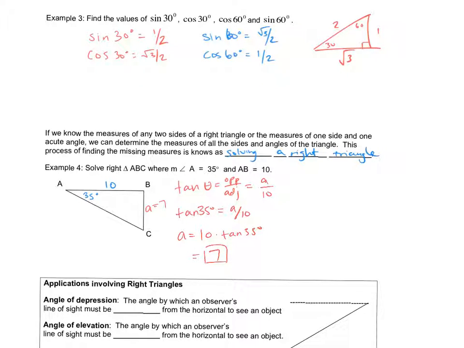Now, we're going to want to solve for b, our hypotenuse, and so now we can just use our Pythagorean Theorem. So we know that 10 squared plus 7 squared equals b squared, so that is 100 plus 49, and that equals b squared. So b equals the square root of 149, or approximately 12.21.